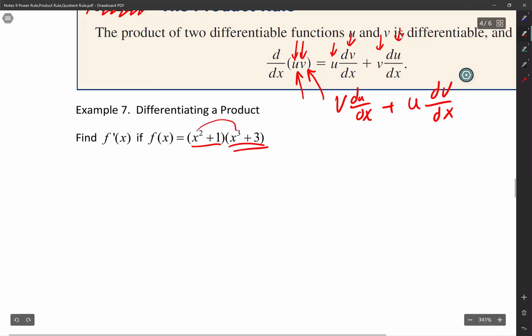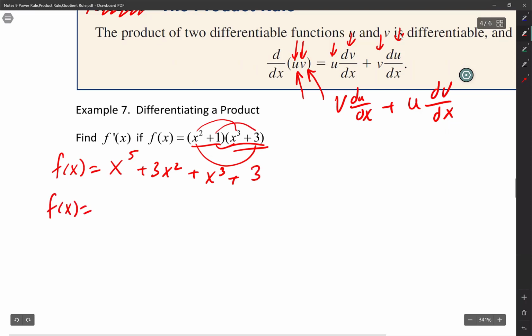X squared times x to the fifth. I'm not taking the derivative yet, I'm just multiplying out. X squared times x cubed is x to the fifth. X squared times 3 is 3x squared. 1 times x cubed, and then 1 times 3 is 3. Putting it in order from highest degree to lowest degree: x to the fifth plus x cubed plus 3x squared plus 3. Taking the derivative, f prime of x.